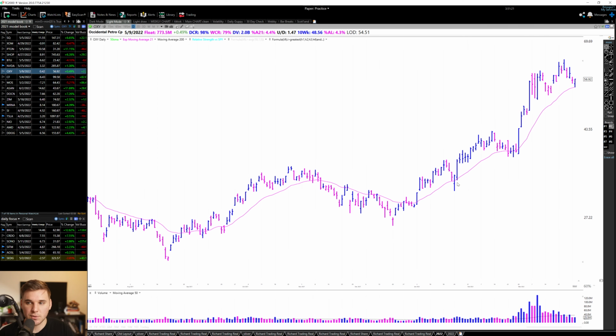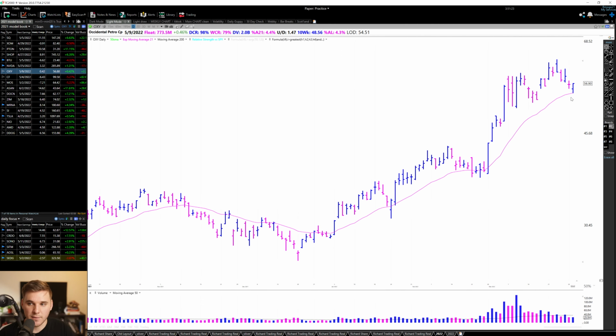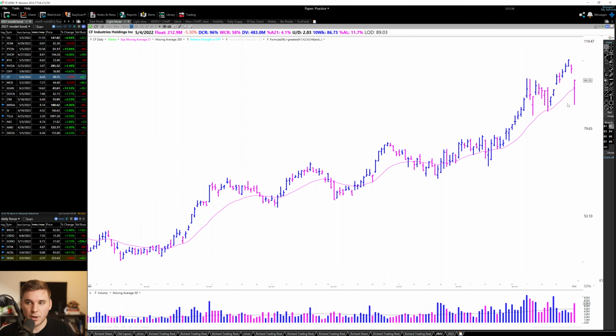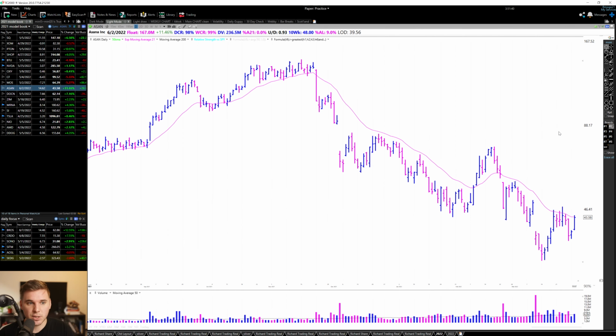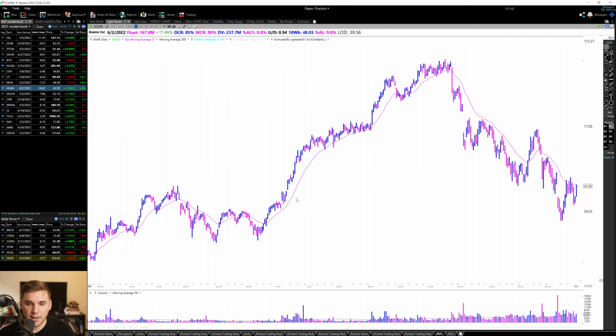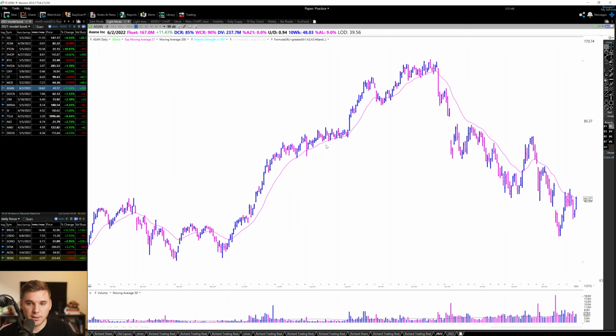Oxy, we talked about, nice respect for that 21 EMA. Even today, it's bouncing off that moving average, so we'll have to see what happens and if we kind of continue upward from this point or if we need some more consolidation or even undercut this moving average. CF, also respect off that 21 EMA, although it did have a big undercut intraday. MOS, similar action.